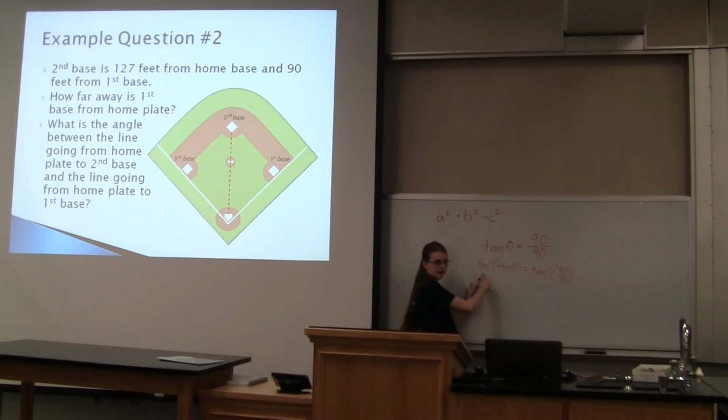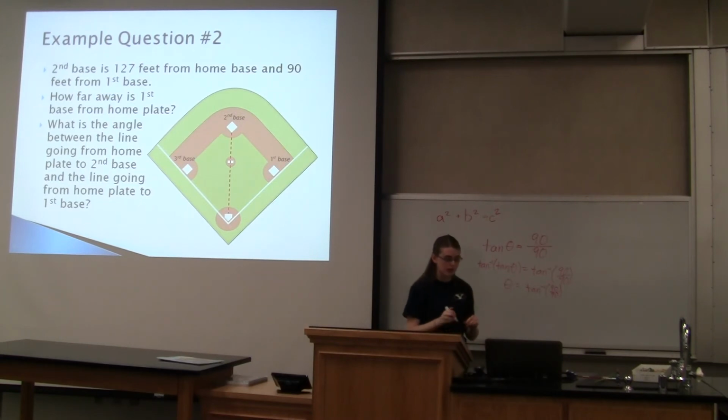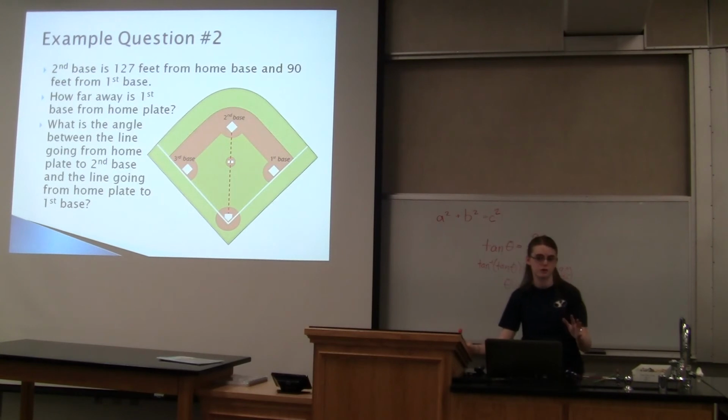Okay, so if I take the inverse tangent of the tangent, that part just goes away. So we just have the angle equals the inverse tangent of 90 over 90. Okay, so go ahead and plug in your calculators. Make sure that you are in degree mode. If you need help making sure that you're in degree mode, let me know.